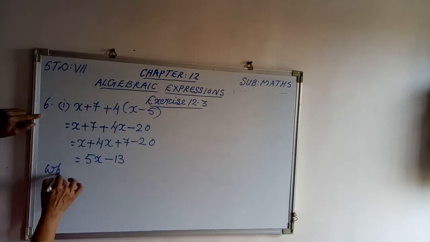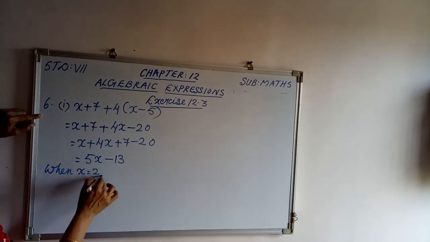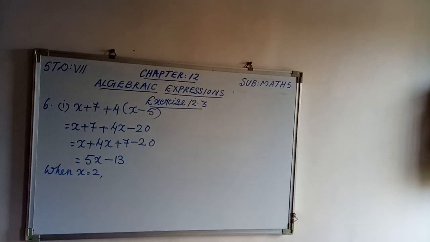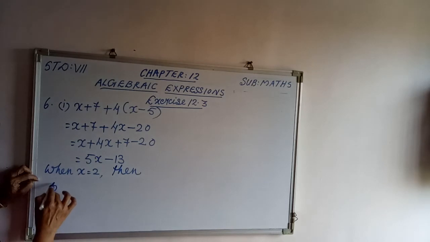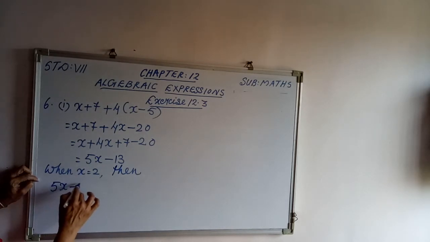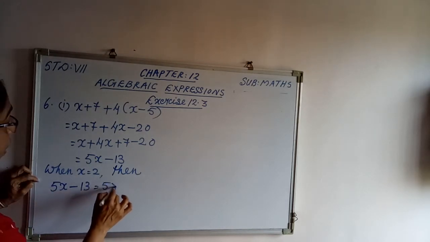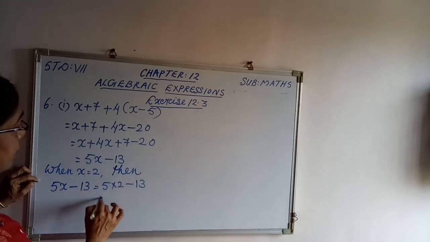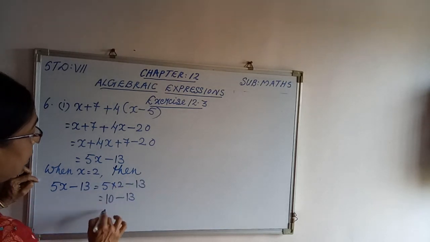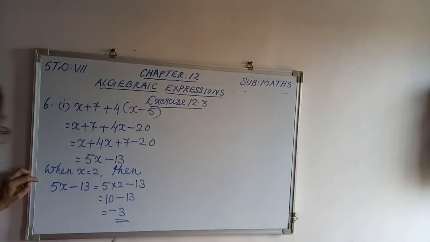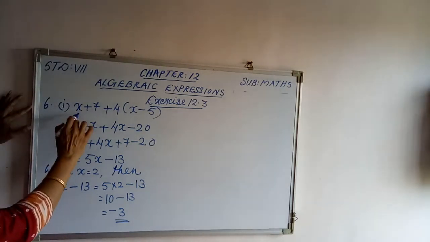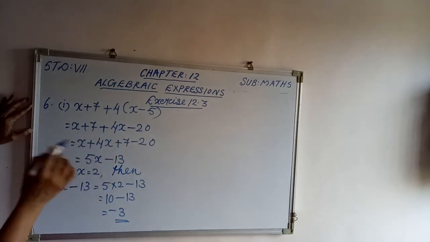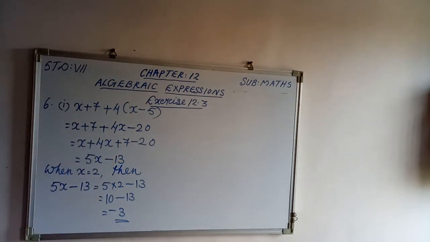Then when x is equal to 2, 5x minus 13 is equal to 5 into 2 minus 13, 10 minus 13, that's equal to minus 3. So this is the answer. So first what you have to do? First you have to simplify the given expression, then substitute the value of the variable which is given.